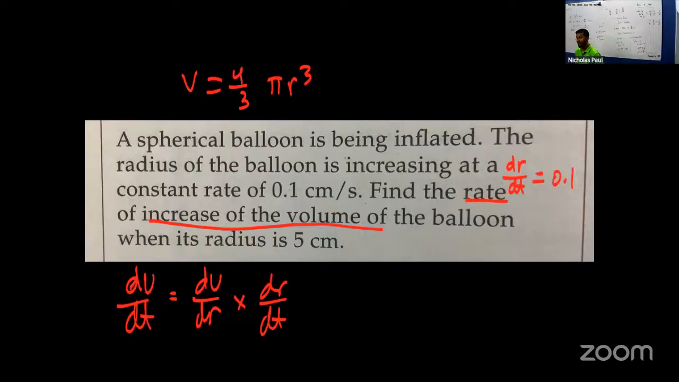Right, we need to get what? dV/dr? Alright, what did you get for dV/dr? 4 pi r squared, and then you plug in r squared, right?